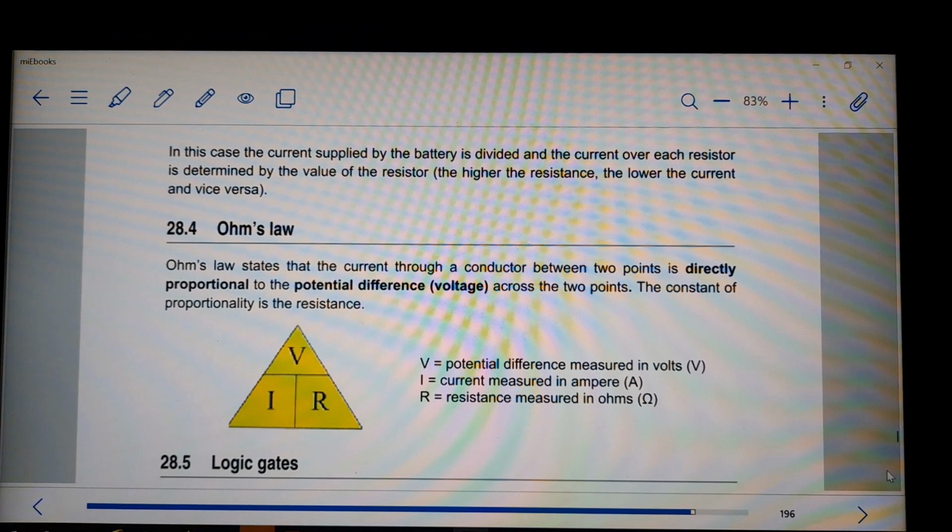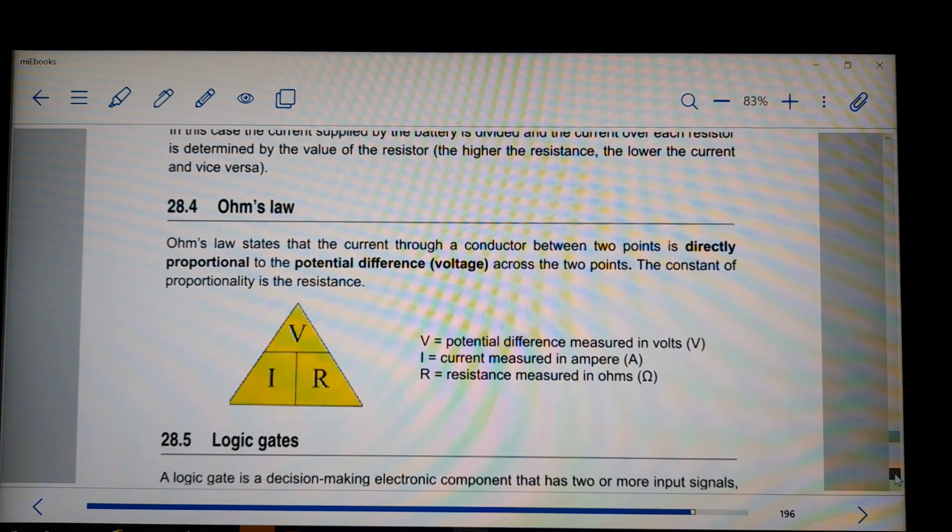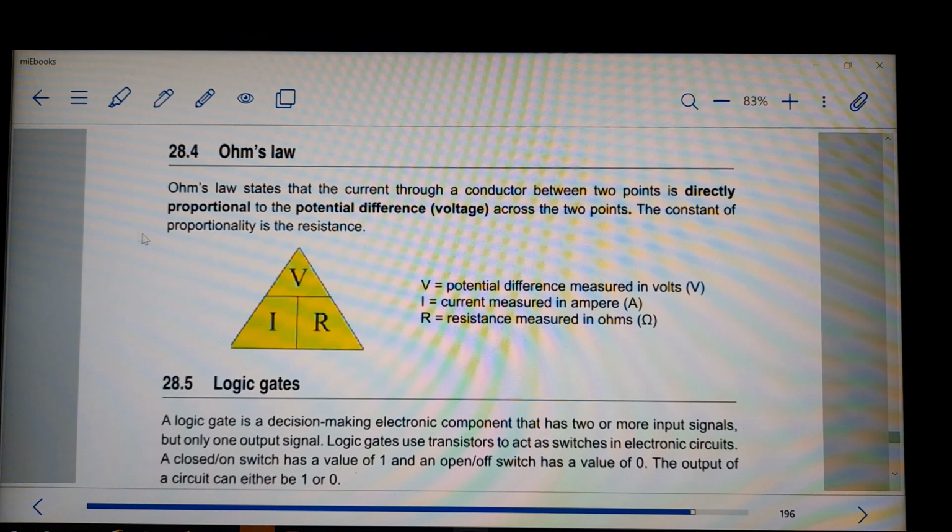We come to the new concept, which is Ohm's law. Okay, so you need to know what Ohm's law states in words. Which means you must be able to know this law by heart. Okay, so let's go for it. Ohm's law. Remember, ohm is how we measure resistance. Ohm is the unit for resistance.